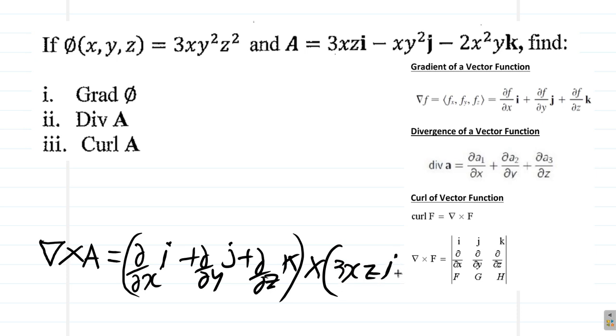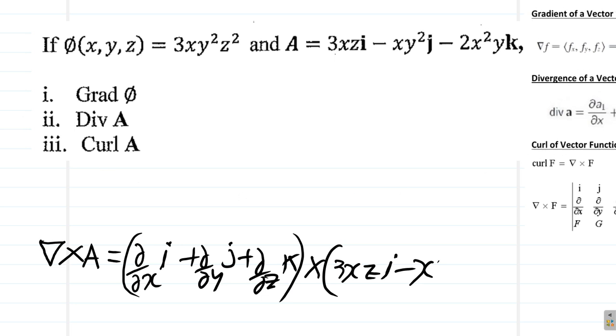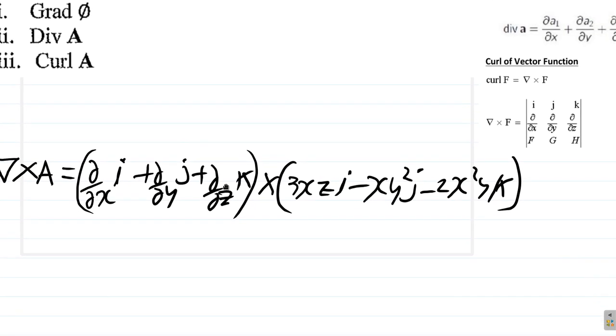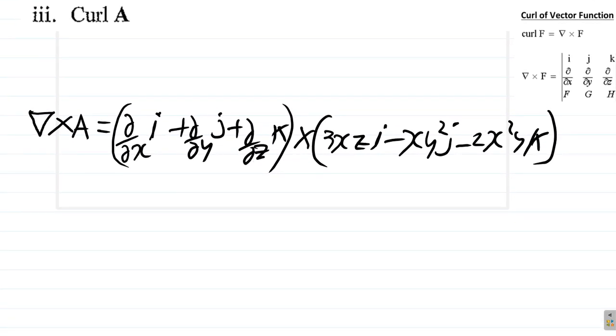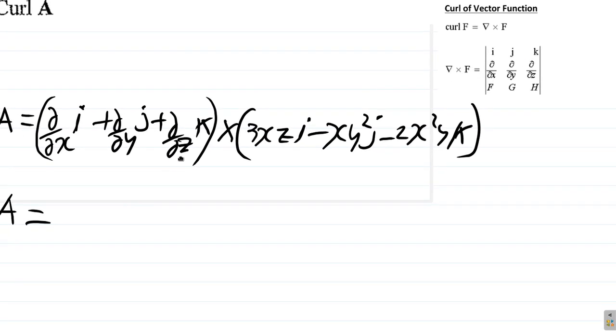3xz i minus xy squared j minus 2x squared y k. So we're going to cross those. Now remember what you do when you cross two vectors, find the cross product. You have the formula here.